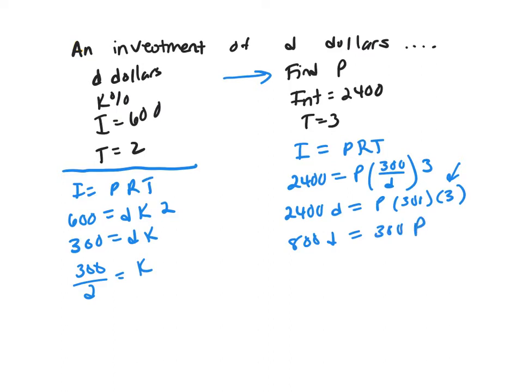And now let's solve for P. So that's 800 over 300 D equals P. So that's going to be 8/3 D is P. So there's your answer.